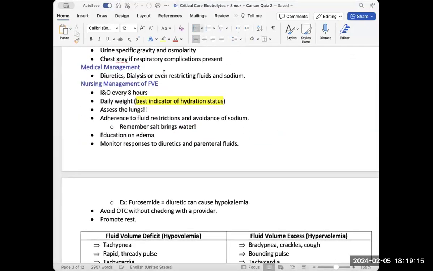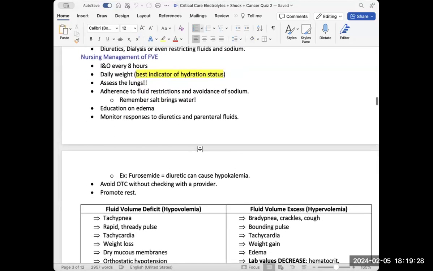Diuretics would be great for these patients because we can remove that excess fluid, but these would be terrible medical management for someone with fluid volume deficit because they don't need to remove any more fluid. They need to maintain and keep fluid. So with fluid volume excess, it's the same sort of management that you see with fluid volume deficit, with daily weights. Remember, that's the best indicator of hydration status.